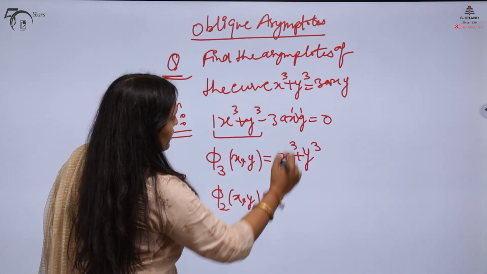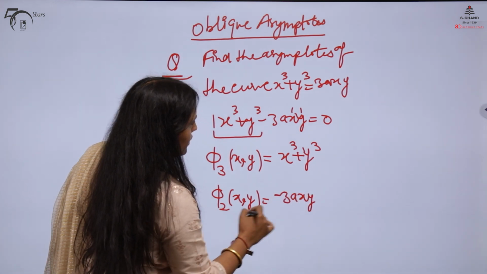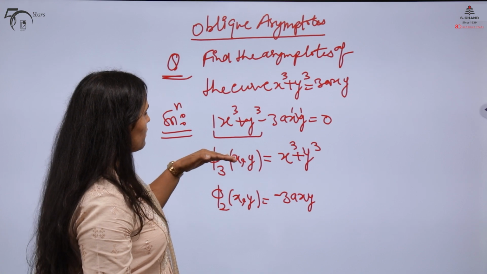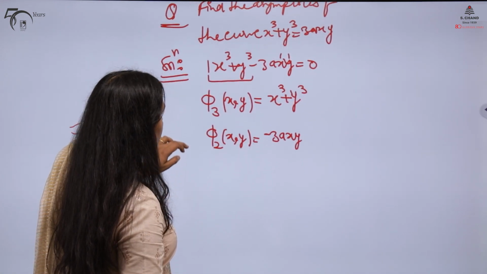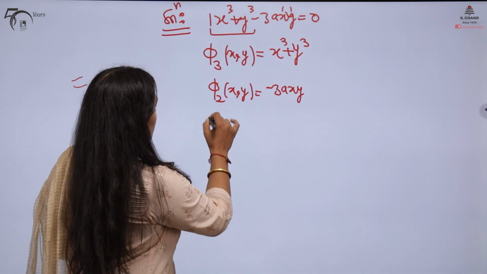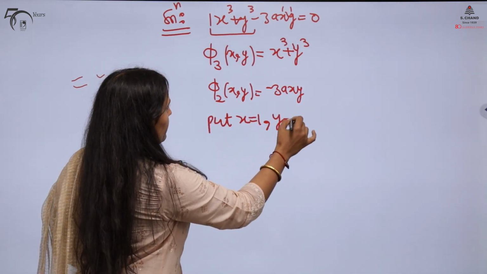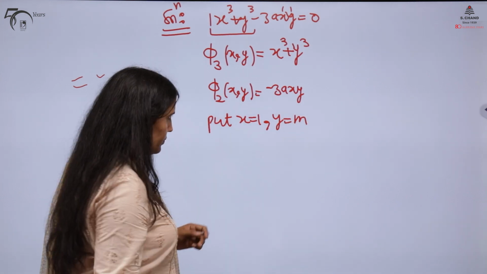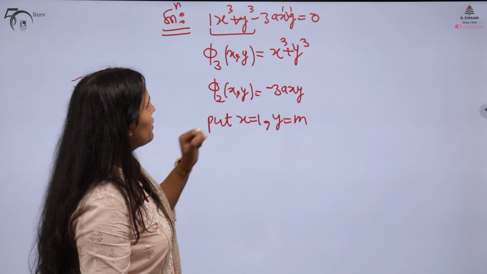What will you do? Only one term has degree 2, and there are no other terms. It means you can consider only phi 3 and phi 2. Now the next step is to put x equal to 1 and y equal to m. This is the second step for each question if there are no asymptotes parallel to the x axis and y axis.